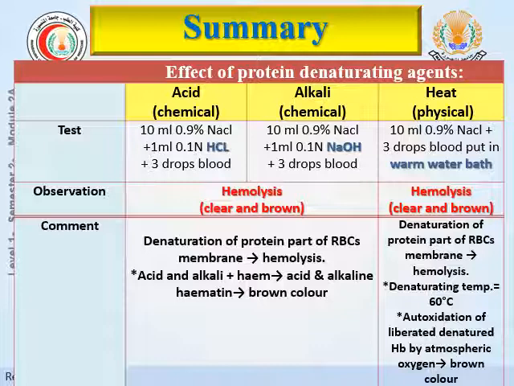Hemolysis occurs in all the tubes. In acid and alkali, denaturation of the protein part of RBCs and the formation of acid or alkaline hematin, which gives a brown color. In heat, denaturation of the protein part of the RBC membrane, causing hemolysis, and autooxidation of the liberated denatured hemoglobin by atmospheric oxygen, so it gives the brown color.